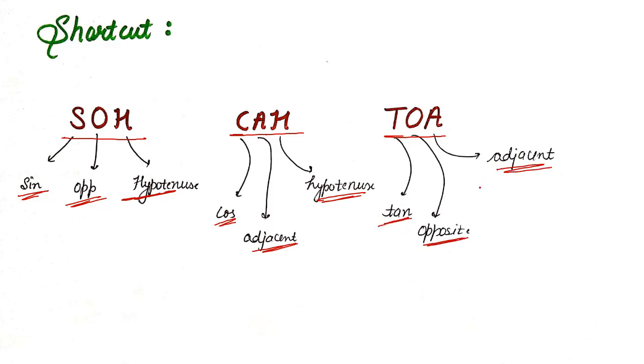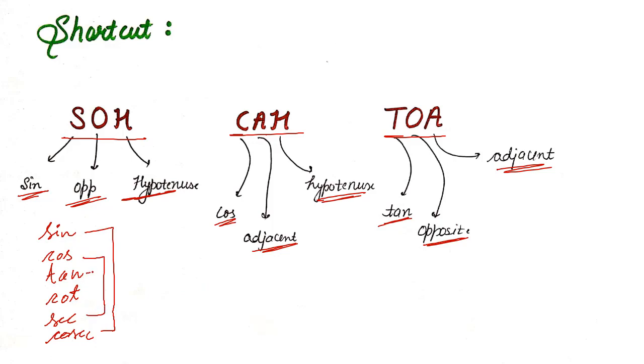I also told you to remember all the 6 trigonometric ratios in one order. What was that order? First is sine, then cos, tan, cot, sec, and cosec. Sine and cosec are reciprocal of each other, cos and sec are reciprocal of each other, tan and cot are reciprocal of each other. So if you are able to get the value of sine, cos and tan, then it is very easy to find the value of cot, sec and cosec. Just take the reciprocal of the first three. Now let us begin with the questions.